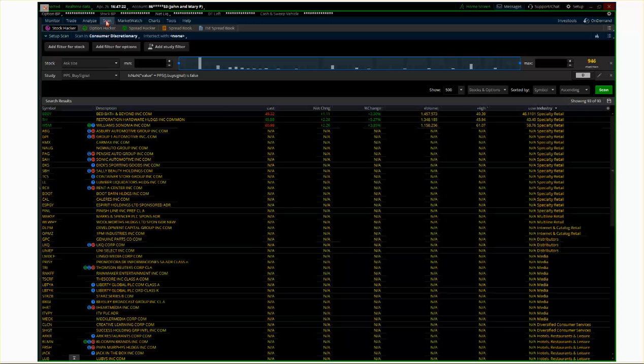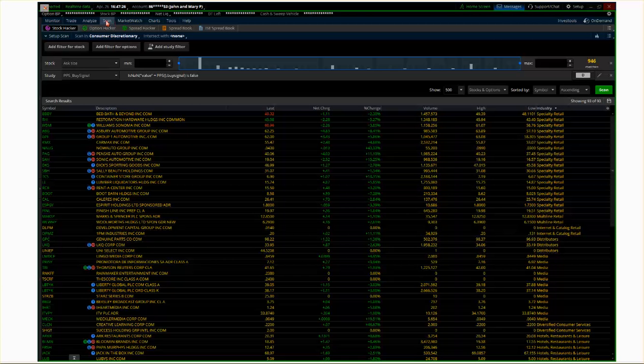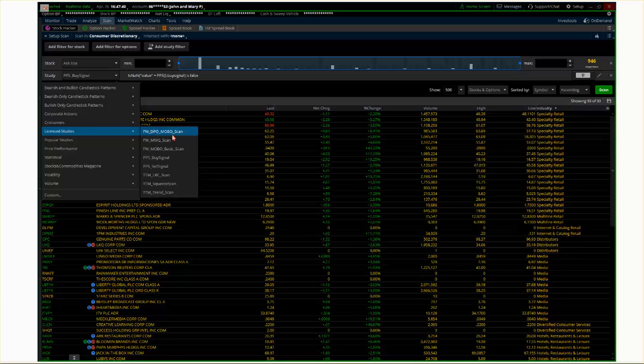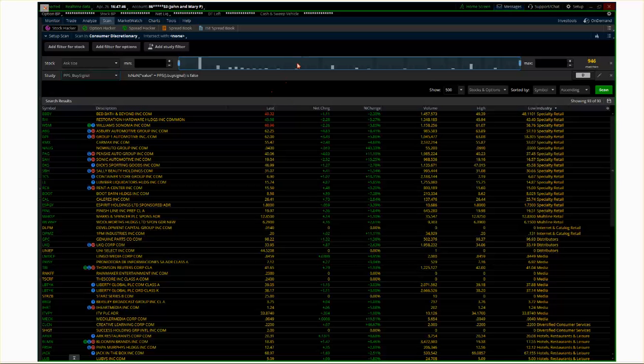So let's take a look at the scans today. Now remember, I've already teed it up for consumer discretionary stocks. And one of the things that I've got down here on my focus is I'm looking for buy signals. So I went down to license study and I find PPS, it stands for Person's Pivot Study, buy signals. So I went for buy signals.